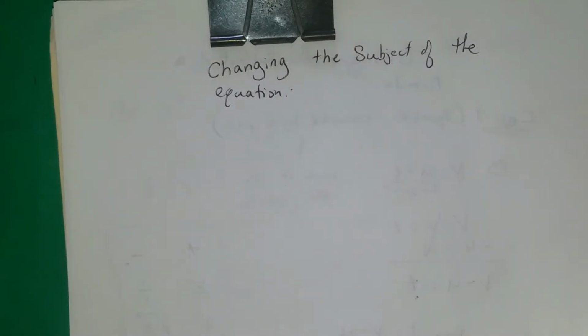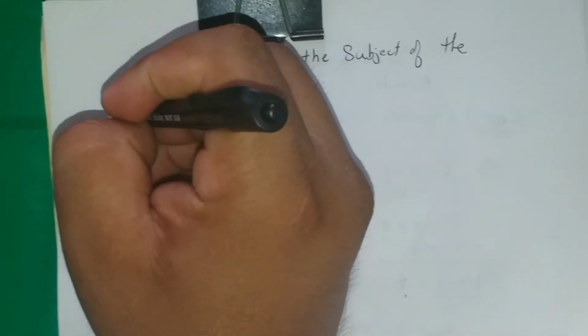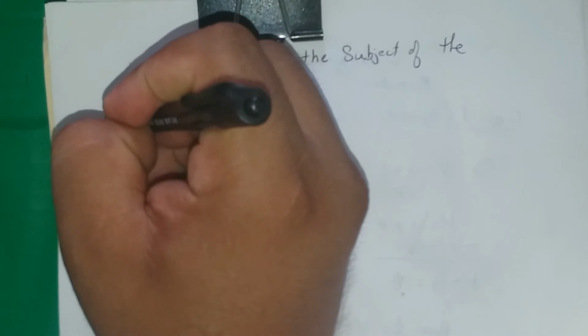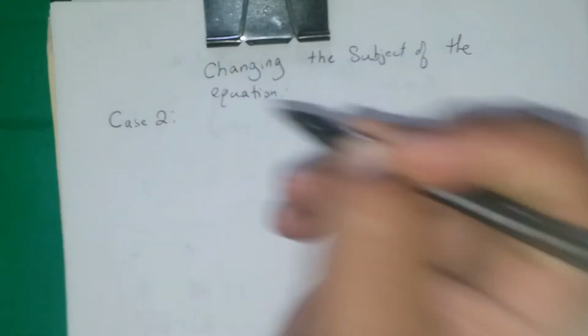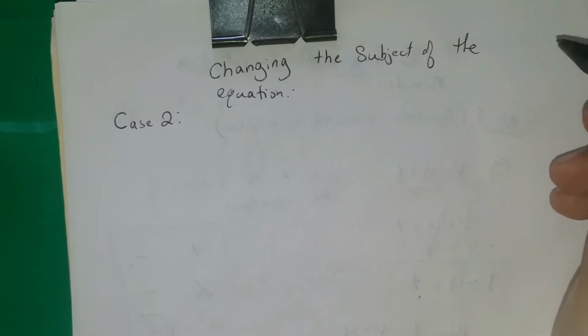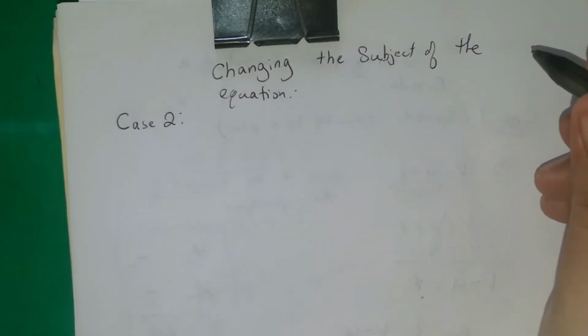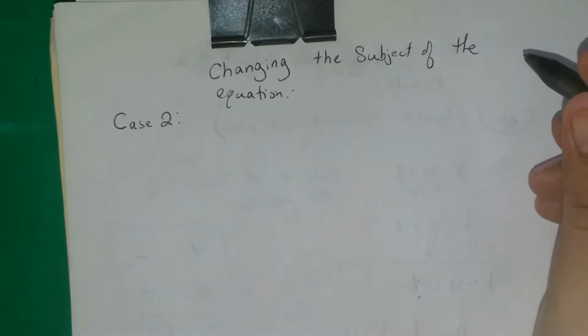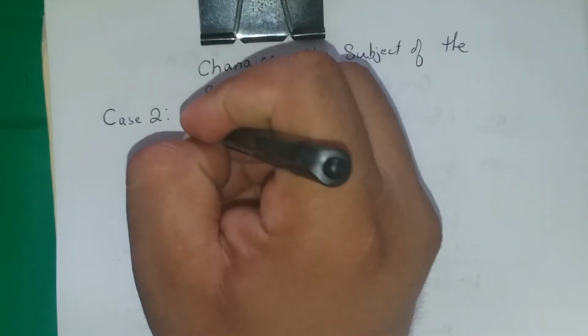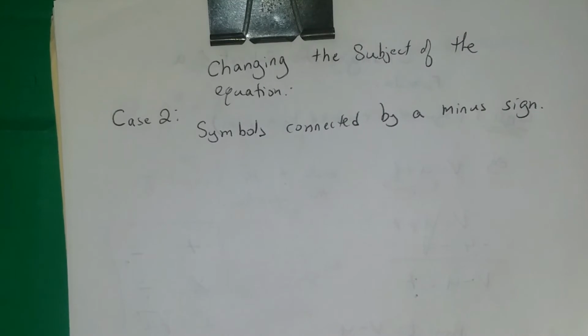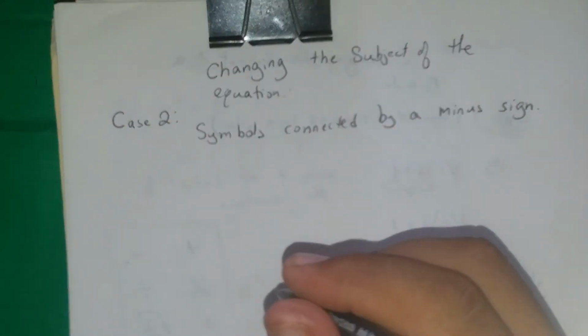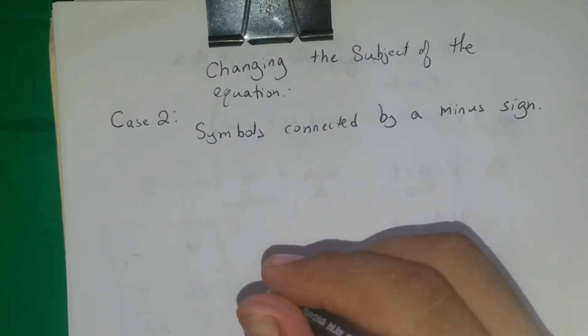Hello guys, we're back. We'll be continuing with changing the subject of the equation. We're actually doing case 2, and case 2 is almost similar to the first case, where you have symbols connected by a minus sign. What this means is something similar to case 1, where it is connected by a plus sign, but in this case it is connected by a minus sign.